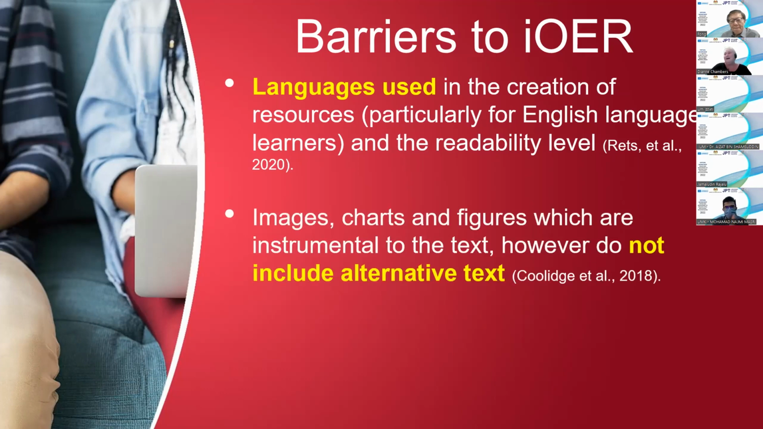Images, charts and figures, which are instrumental to the text, but don't have any alternative text or description of what they are. If I've got somebody with a screen reader, they're not able to read or understand those charts or tables or figures that you put into the content. While they're excellent for people who are visual learners, for those who don't have vision, they're very tricky. So provide a description in the text or alternative text. That's what Cable Green was referring to when he was talking about tagging text.